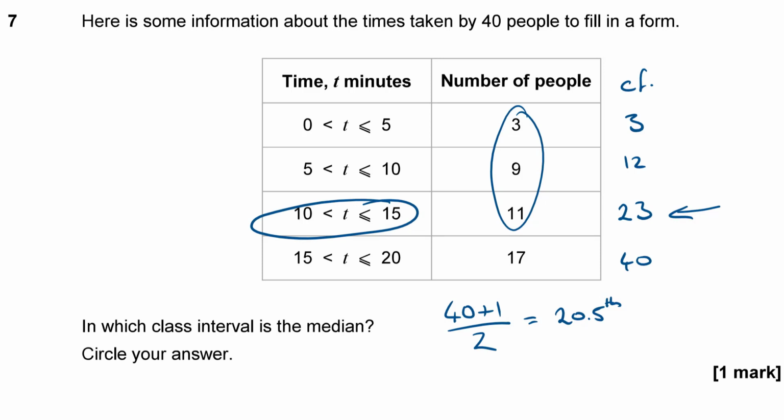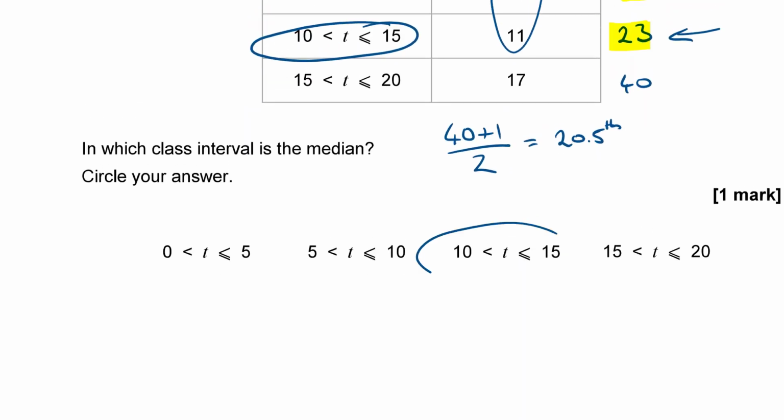Just running through that again, persons 1, 2 and 3 are in the first category, then 4 through 12 are in the second category, and then 13 through 23 are in the third category. So the 20th and the 21st person are both in the 10 to 15 group. That one.